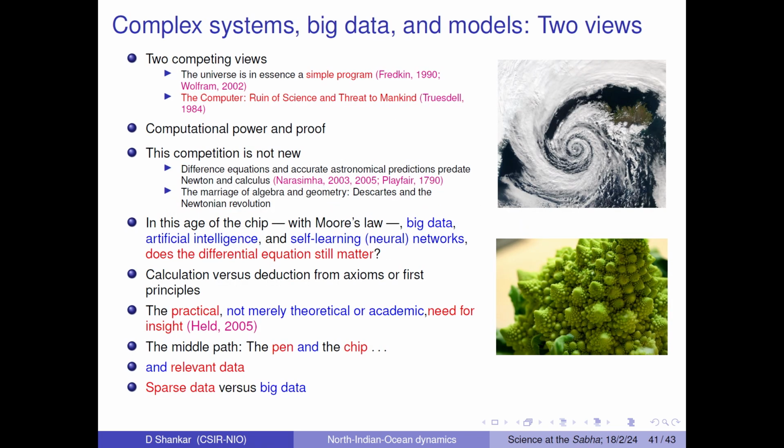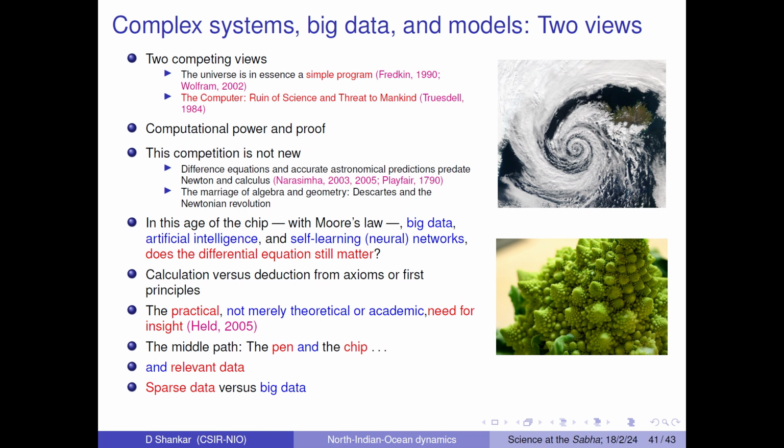I'll skip this. So you have complex systems, you have big data and models, and there have been two competing views over several centuries. This is what Professor Roddam Narasimha showed. And this competition is serious now because of what is called big data and artificial intelligence.